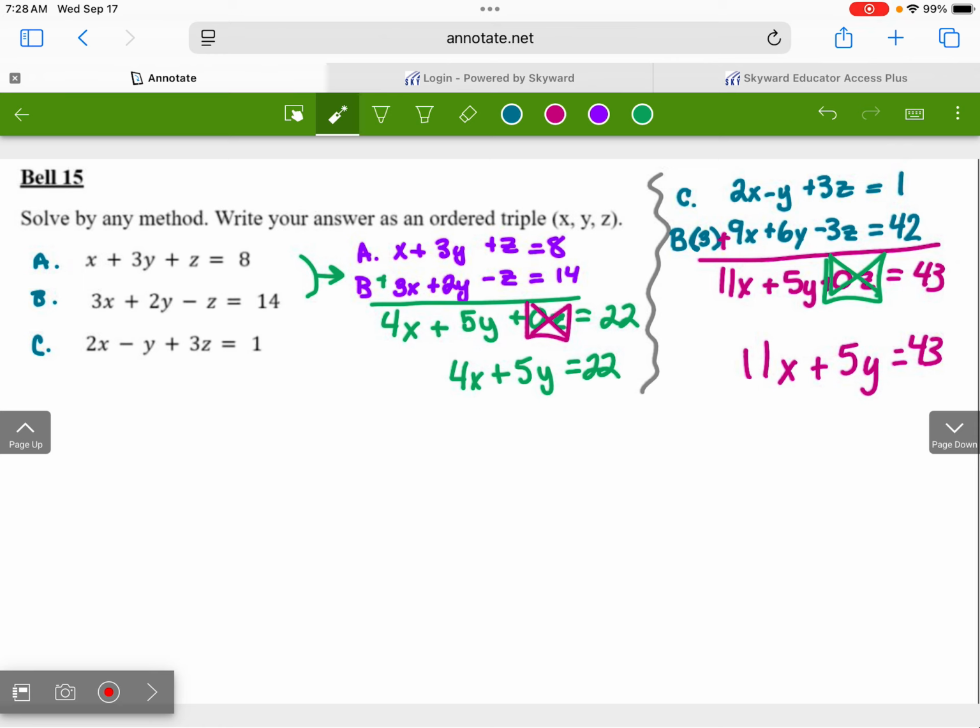So then what we're going to look at now, we need to look at our 2 leftover guys. I need to look at the green one and the pink one. And they're not terribly set up to do some elimination here. I just have one little thing we need to do. What's one little thing we need to do? Because right now I have 4x plus 5y equals 22 and 11x plus 5y equals 43.